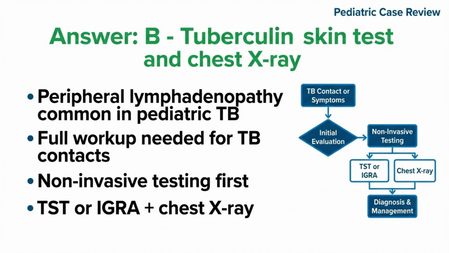Painless, firm lymphadenopathy, particularly in the cervical region, is a common manifestation of tuberculosis in children. The presence of tuberculosis contact history makes this highly suspicious. The appropriate evaluation includes tuberculin skin test or interferon gamma release assay to detect infection, plus chest X-ray to assess for pulmonary involvement. Lymph node biopsy may be needed if initial tests are inconclusive, but starting with non-invasive testing is standard practice. Empiric antibiotics would not be appropriate without proper diagnosis.